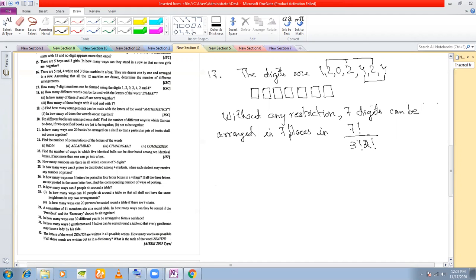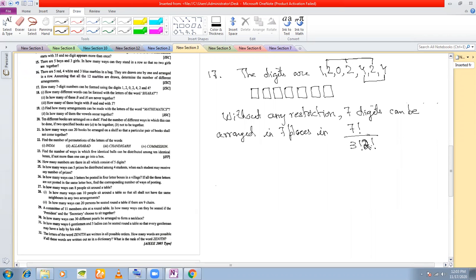If we expand 7 factorial, then it will cancel. You can calculate whatever factorial you want. I'm not calculating because that will be a wastage of time. I'm simply showing you the number of ways. You know how to calculate factorial. Calculation of factorial is very easy.